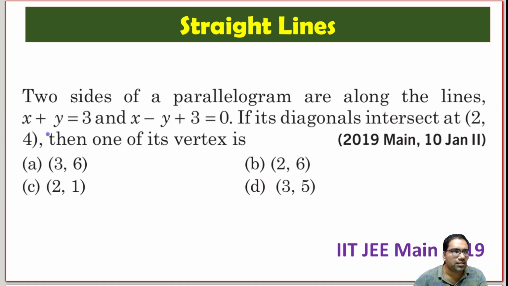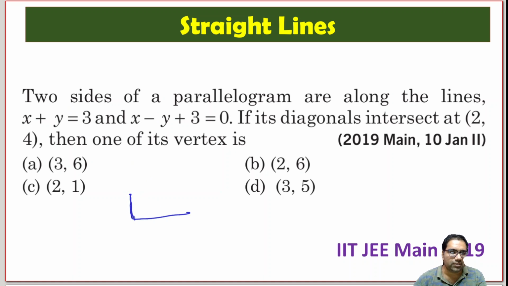We can clearly see these two lines are definitely not parallel, right? At the same time, these two are perpendicular also, because one of them has slope 1 and the other has slope minus 1. So these two are actually perpendicular. So the parallelogram is actually a rectangle, right?